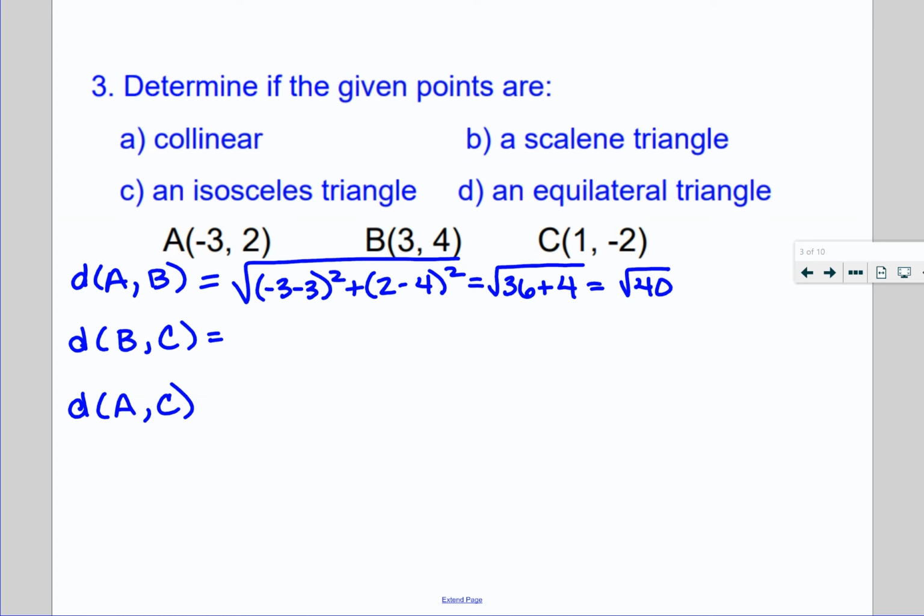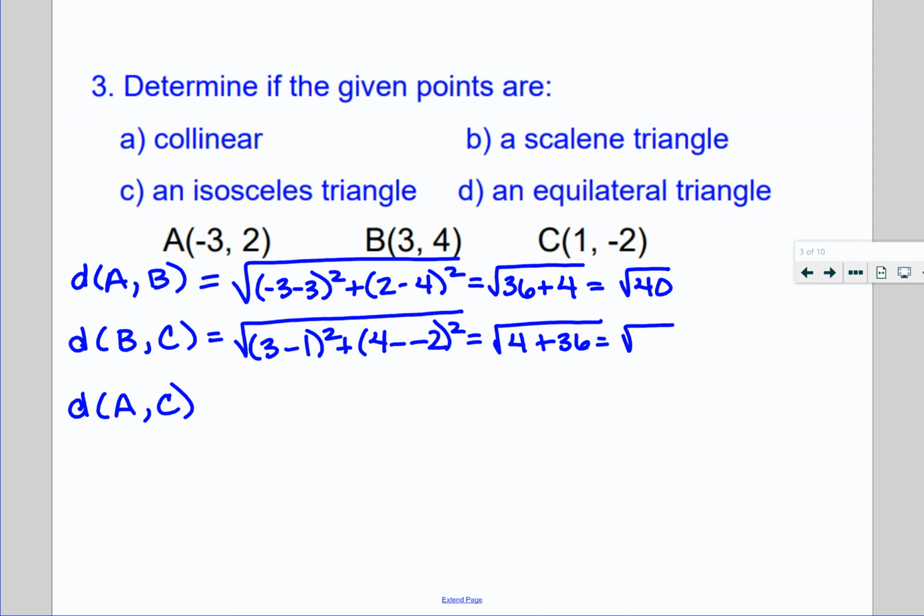Okay, distance between B and C. 3 minus 1 squared plus 4 minus negative 2 squared. So that would be 2 squared, or 4, plus 6 squared, or 36, equals square root 40. Okay, so that's automatically going to eliminate scalene triangle for sure, right? At least 2 things are the same. Might still be a line. We'll deal with that in a minute.